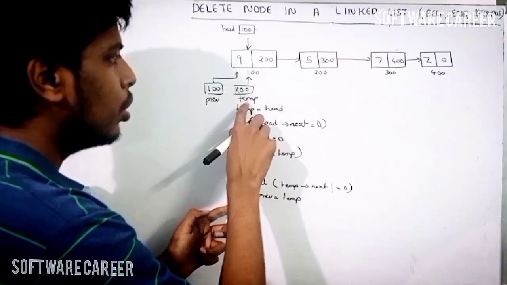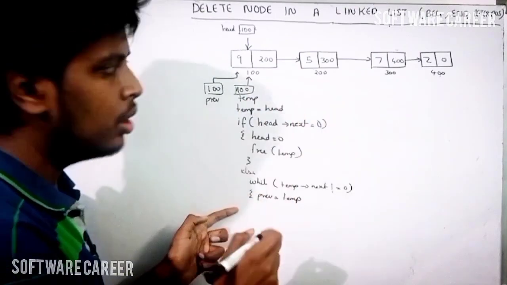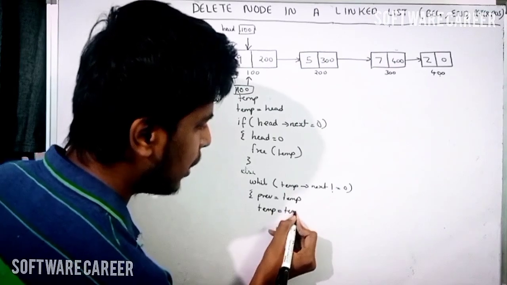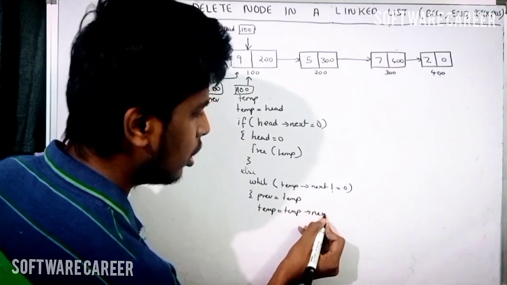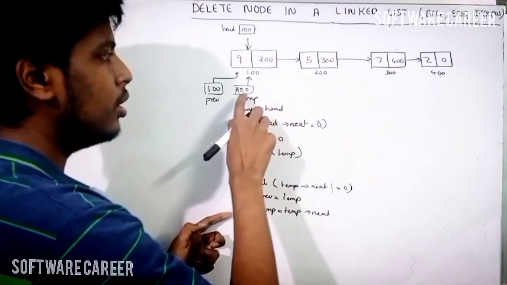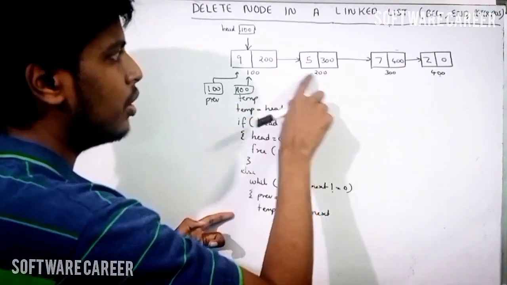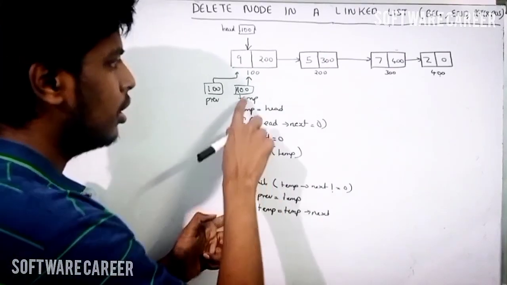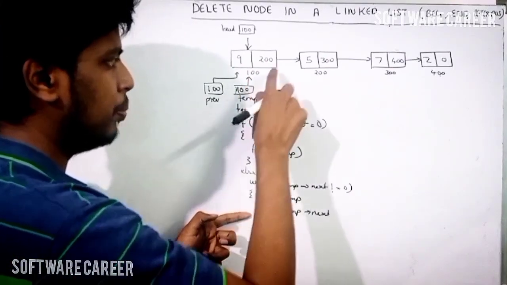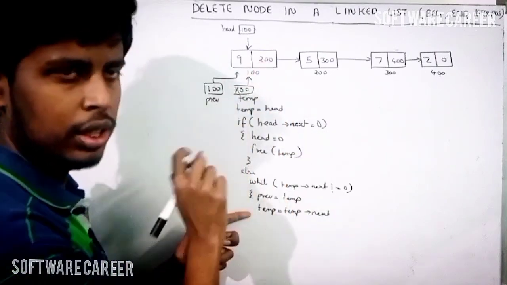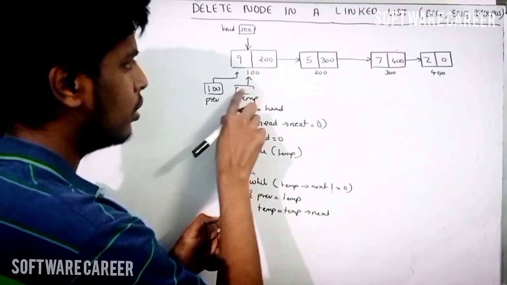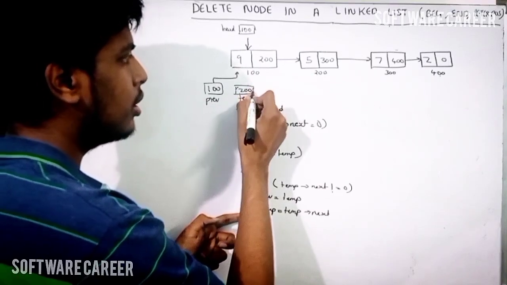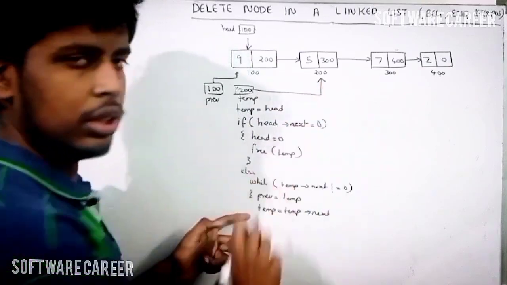Now the next step is you should move the temp pointer one step forward. So I am writing this case: temp equals temp next. Now you should store 200 in this temp pointer. So where can you get 200? From this pointer. So temp is updated to temp next. Temp is 100. 100 next is 200. So I am updating this to 200. So this pointer is getting cancelled and this temp pointer is pointing to the second node.